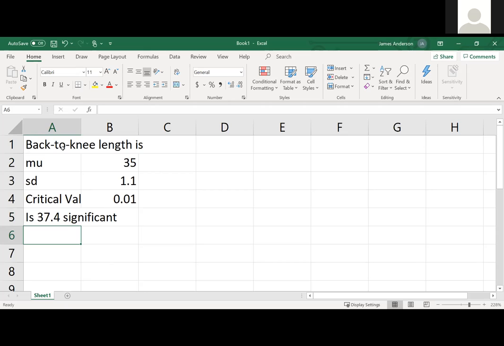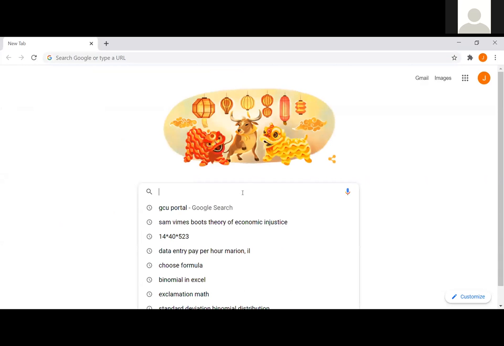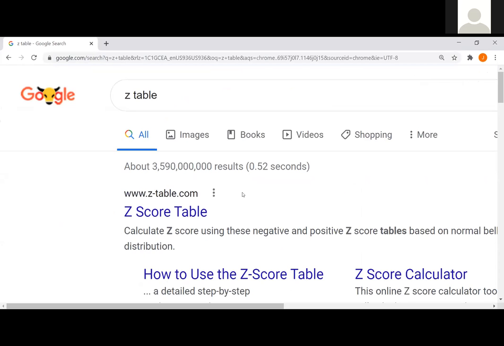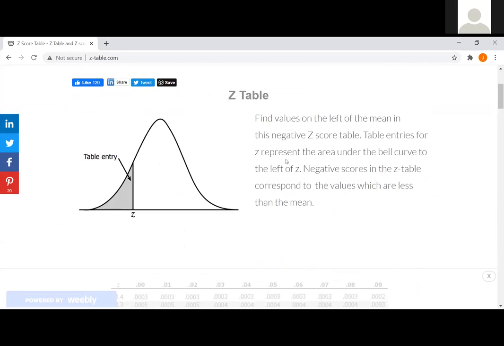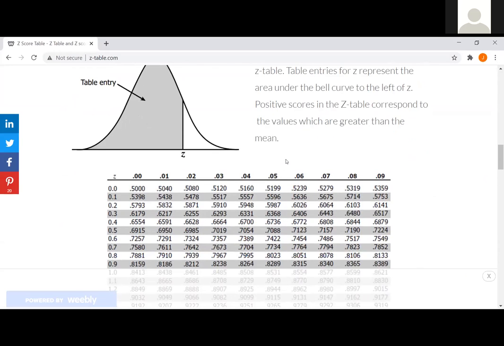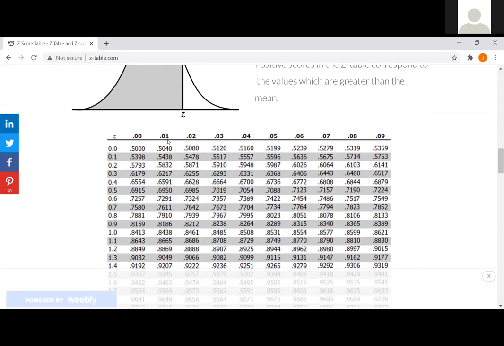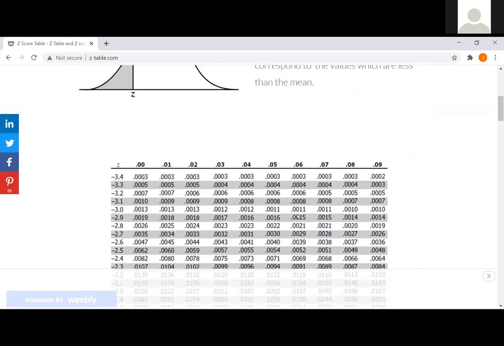So the first thing you have to do is don't do math. It sounds crazy, but go with me. Let me change share screen to this. Z table. You have to find a Z table. So zscore or ztable.com is one. So what you need to do is go down to the positive values here and do 0.01. Actually, that's the wrong way. Sorry, you have to look for 0.01 in this table, which is right, 0.01.